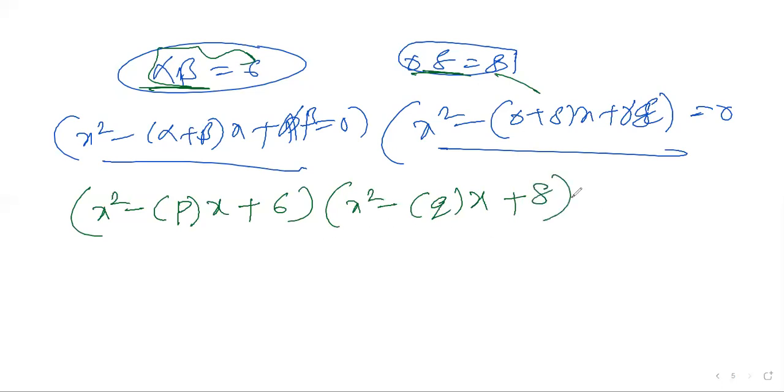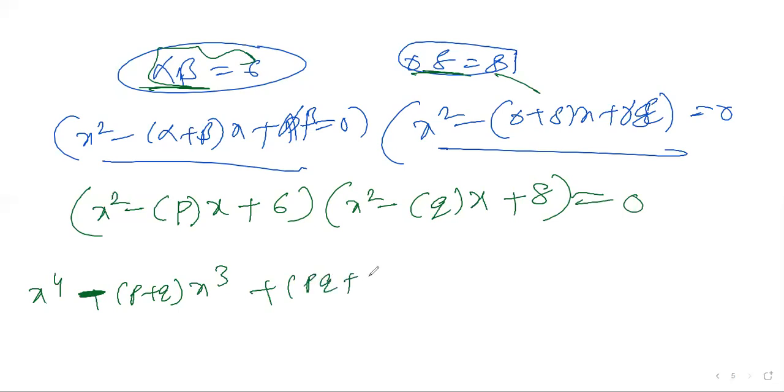You have to multiply this. After multiplying, you are going to get an equation. I'm writing directly: x power 4 plus (p plus q) x cube plus (pq plus 14) x square minus (8p plus 6q) x plus 48 is equal to 0.